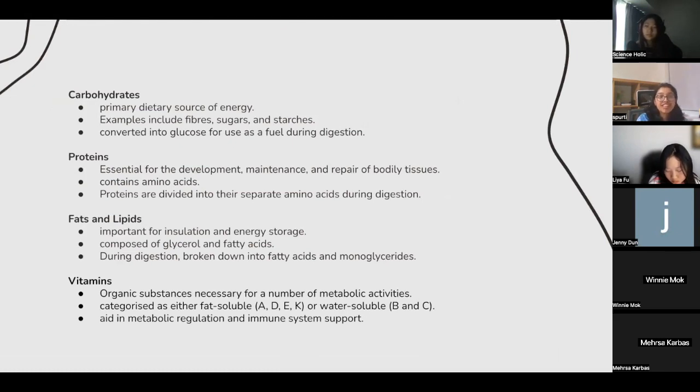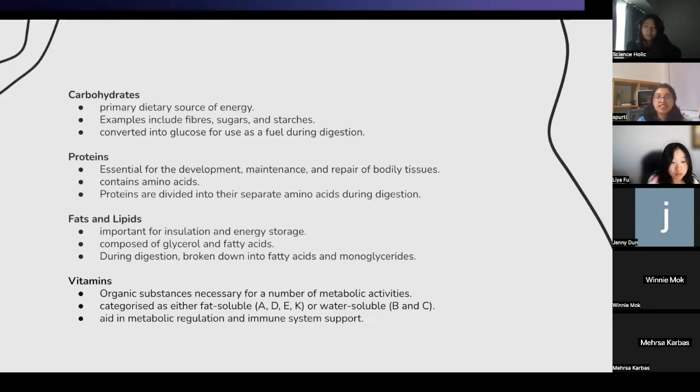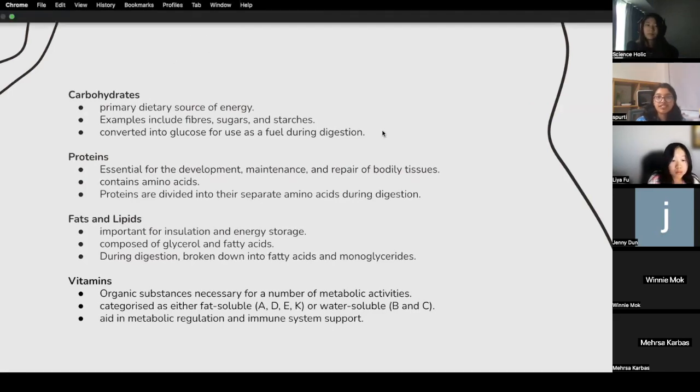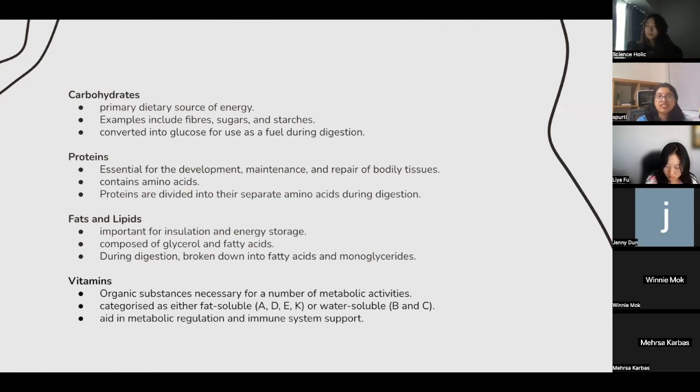The first of them is carbohydrates, our primary dietary source of energy. This is converted into glucose for use as fuel during digestion, and on a cellular level, glucose is further converted into ATP through the process of respiration. Examples of carbohydrates include fibers, sugars, and starches.